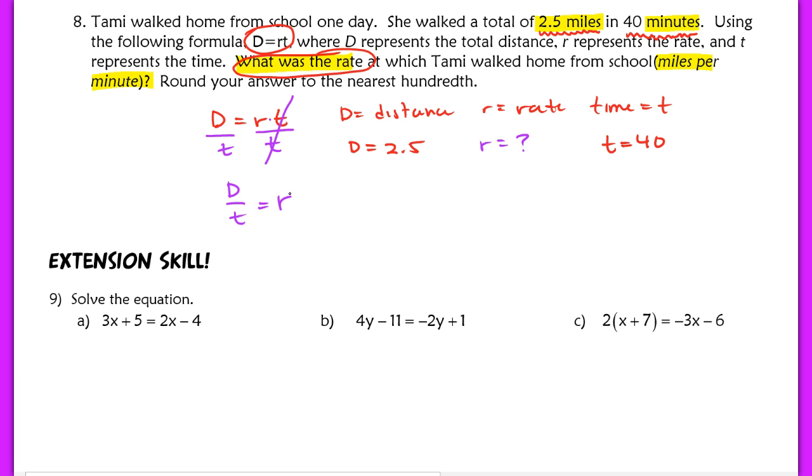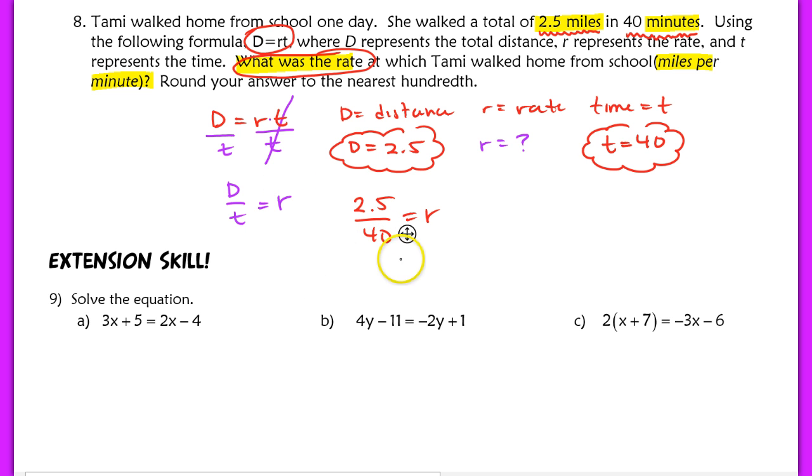So now I'm going to substitute in what I know. I know that D is equal to 2.5, and T is equal to 40. So I take 2.5, and I divide it by 40 now to get R. Okay, so this answer ends up being 0.0625. So R equals 0.0625. Now the question says that your answer should be in miles per minute because this is a rate, right? Rate is always expressed like miles per hour, but this one is going to be in miles per minute.